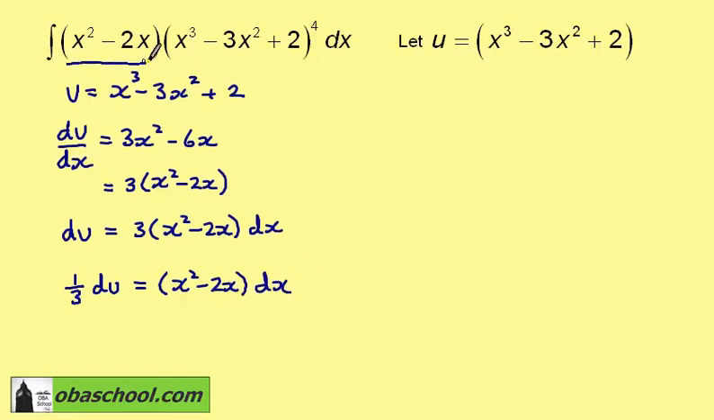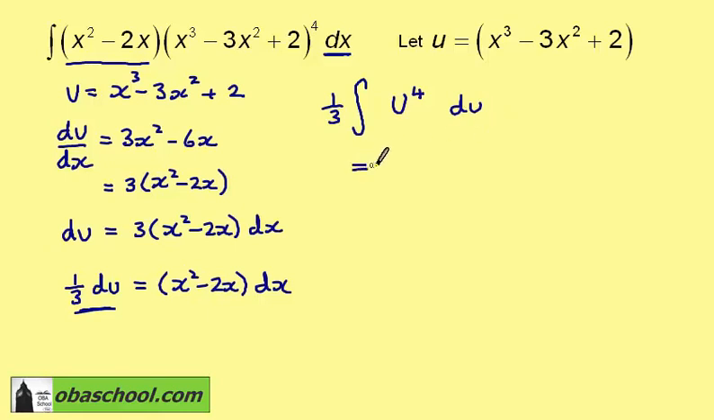And we can see that we have (x squared minus 2x) dx in the integral. So this could be replaced by 1/3 du. If we now look at our integral, we know that x cubed minus 3x squared plus 2 is u. So we have u to the 4. And of course the (x squared minus 2x) dx is replaced by the 1/3 du.